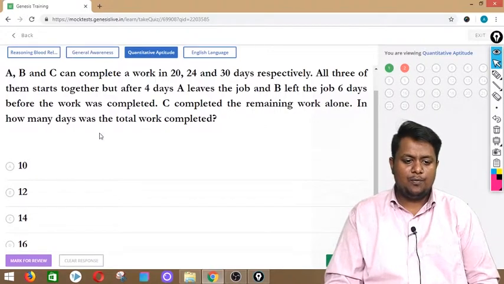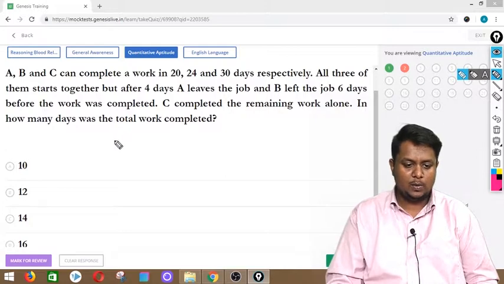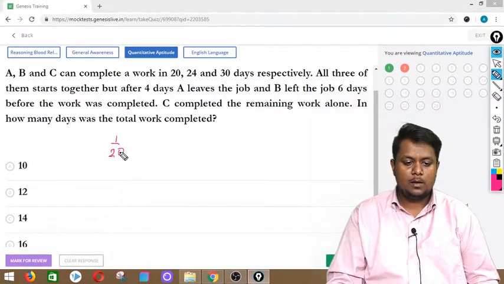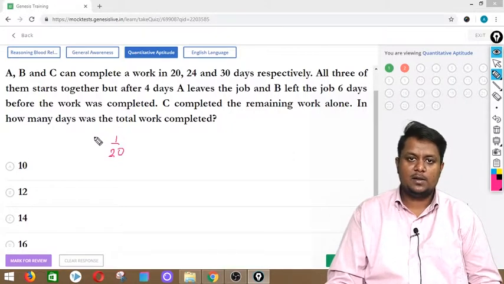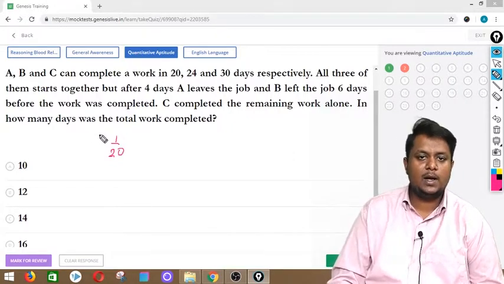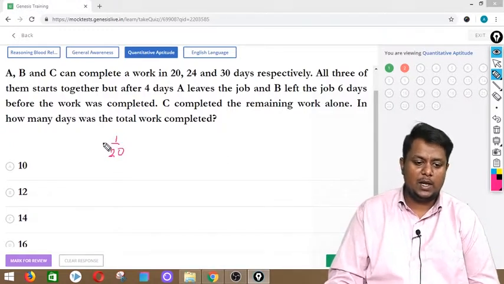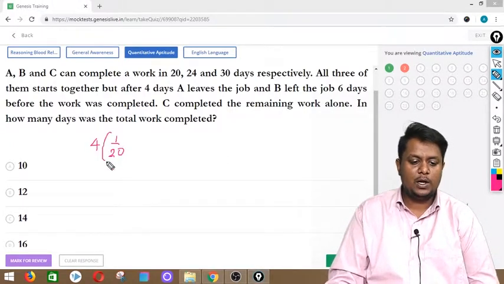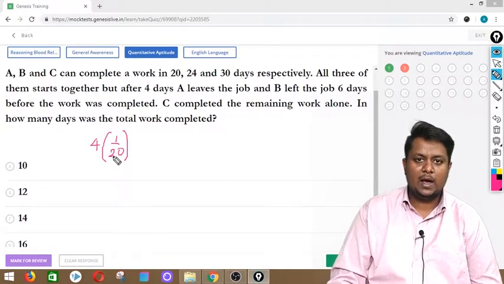The fraction of work done by A in 1 day is 1 by 20. And he has worked for 4 days. All three of them started the work and A left after 4 days. So in 1 day he can do 1 by 20. In 4 days he would have done 4 into 1 by 20. This is the fraction of work done by A alone.